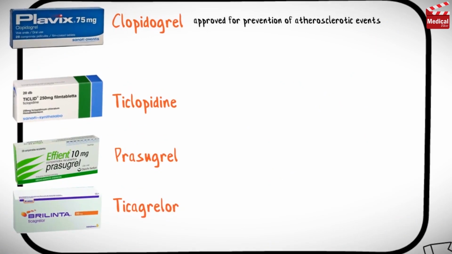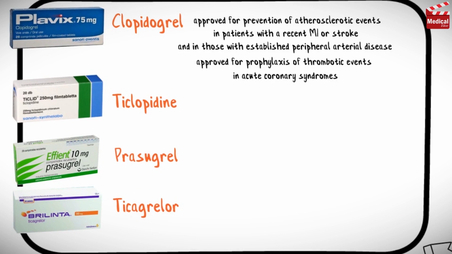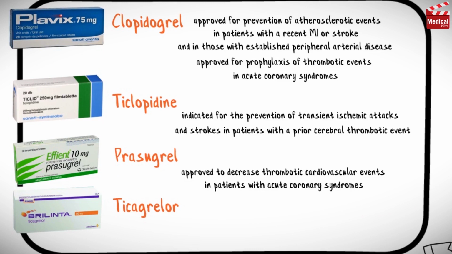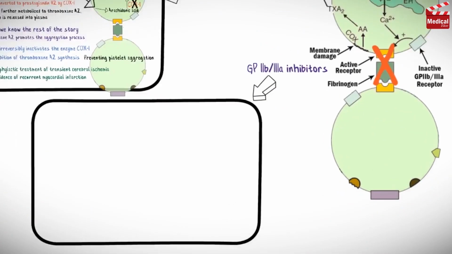Clopidogrel is approved for prevention of atherosclerotic events, in patients with a recent myocardial infarction or stroke, and in those with established peripheral arterial disease. It is also approved for prophylaxis of thrombotic events, in acute coronary syndromes. Ticlopidine is indicated for the prevention of transient ischemic attacks and strokes, in patients with a prior cerebral thrombotic event. Prasugrel is approved to decrease thrombotic cardiovascular events, in patients with acute coronary syndromes. Ticagrelor is approved for the prevention of arterial thromboembolism, in patients with unstable angina and acute myocardial infarction. The third category is the glycoprotein 2b3a inhibitors.